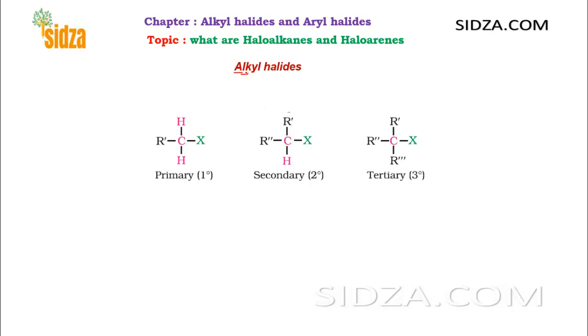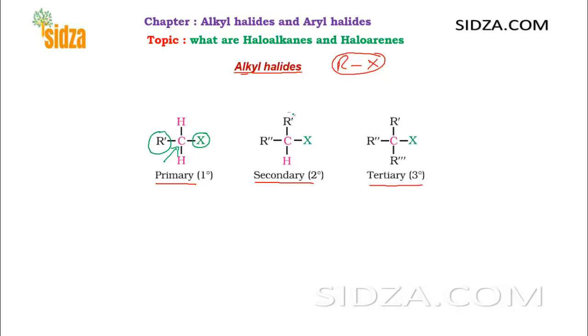Alkyl halides with the general formula of RX can be classified into 3 categories: primary alkyl halide, secondary alkyl halide, and tertiary alkyl halide. In the primary alkyl halide, the halogen atom is attached to the carbon which has 2 hydrogen atoms and only 1 alkyl group. Basically this will be called the primary carbon, and the halogen is attached to the primary carbon, so this is a primary alkyl halide or a 1 degree alkyl halide.